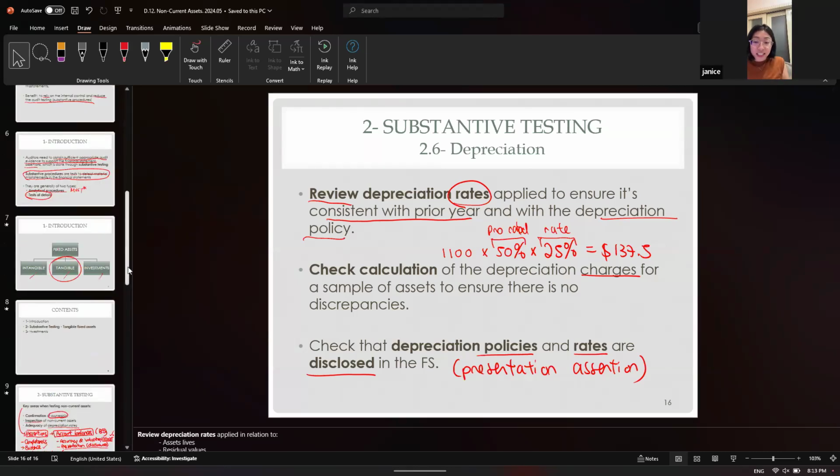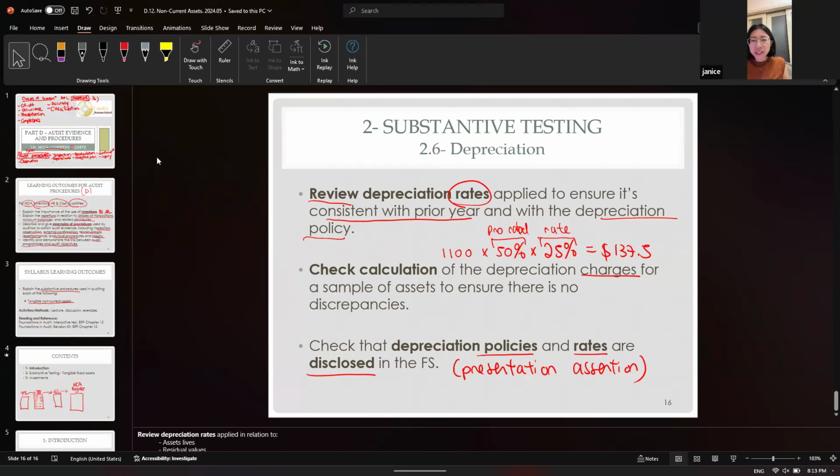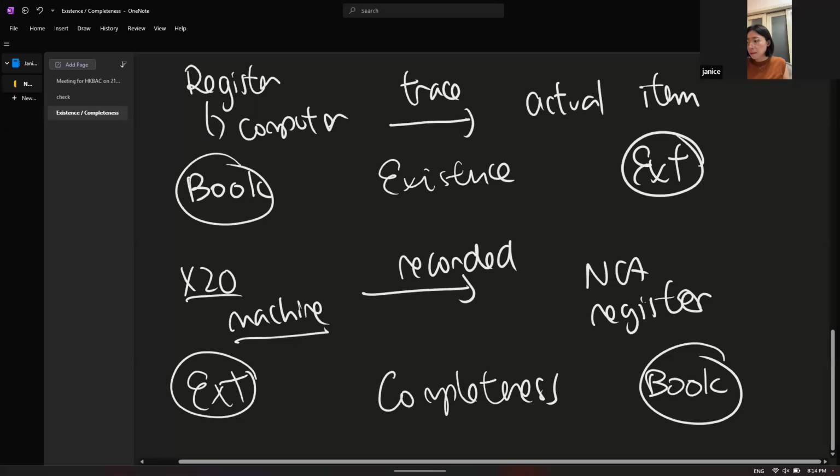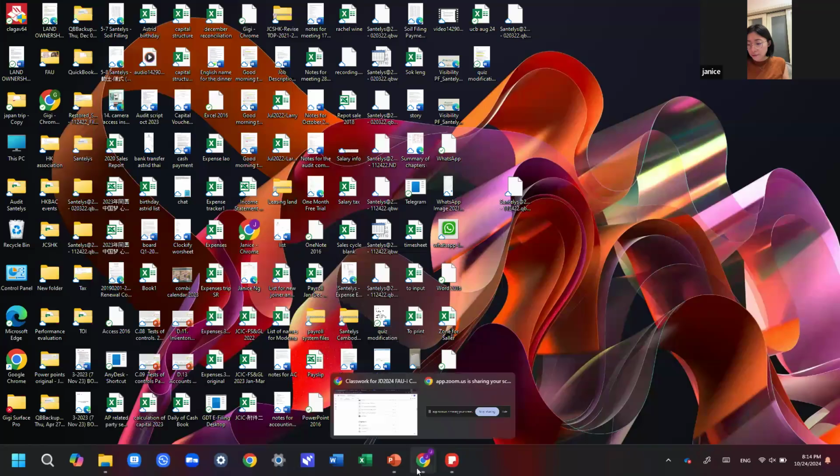Chapter 12 is one of the easiest one. You don't have much to study beside that. So I think it's a very easy chapter. You just need to memorize and understand it. So do you guys have any questions for the non-current asset here? I think it's quite straightforward.